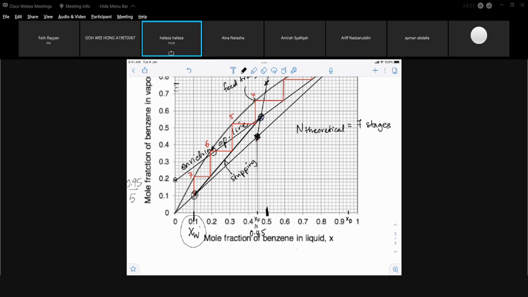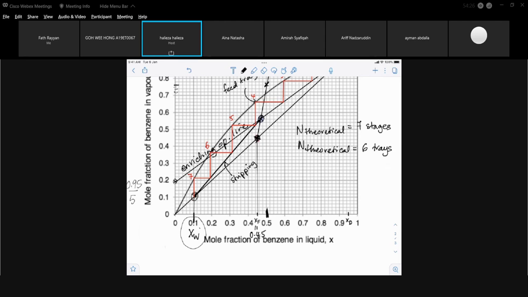That is stages, but the number of theoretical trays is equal to 6 trays. Why? Because the last stage is going to be your reboiler. The complete last stage is your reboiler. So normally what you will write is 7 minus 1 equals 6 trays plus 1 reboiler.